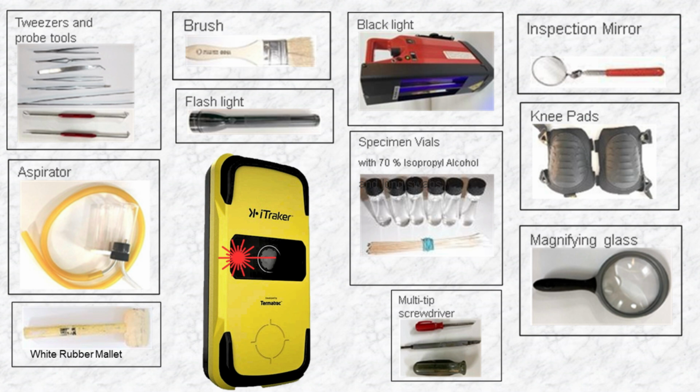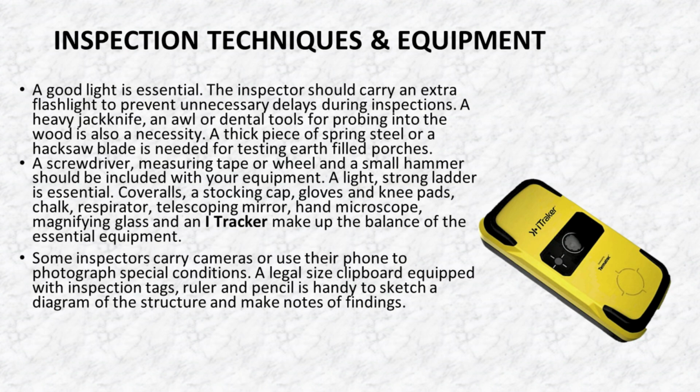Now obviously you could use things like an aspirator, a white rubber mallet. Specimen vials can be good just to collect any insects you may find. Knee pads are a good idea because they protect you when you're crawling in crawl spaces and areas like that. Screwdrivers and a magnifying glass. And of course a Termatrac eye tracker we really like because there's a lot of functions that can help you do a great inspection.